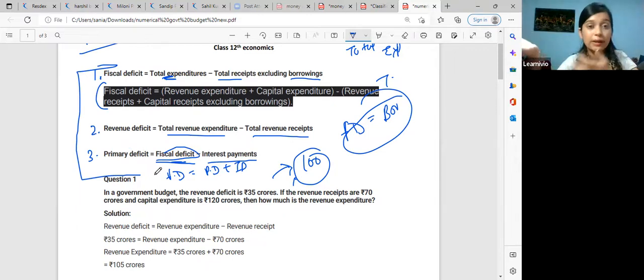So when we calculate primary deficit, we don't include interest payment, we exclude it. But when we calculate fiscal deficit, we exclude borrowing, but we include interest payment. Clear? These three formulas, everyone?